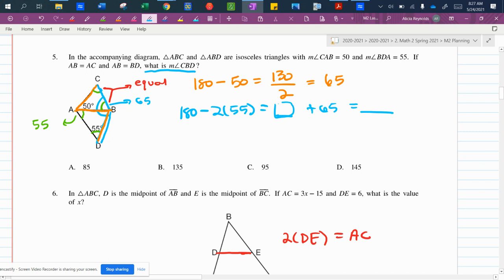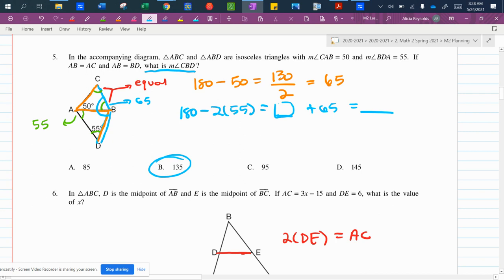Could you also subtract 65 from that 80? That wouldn't be the best way to do it because 65 is a part of our top triangle. So if we're trying to find the third angle for our bottom triangle, we need to use the 2 angles that were given. Yes? What'd you get? B. Say again? B. Yes, 135.